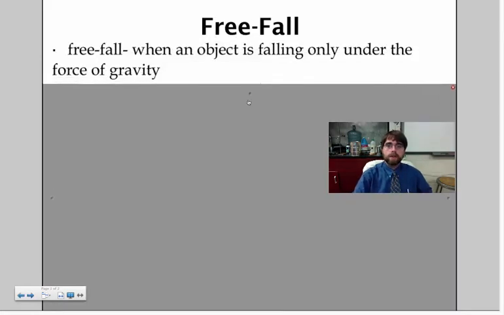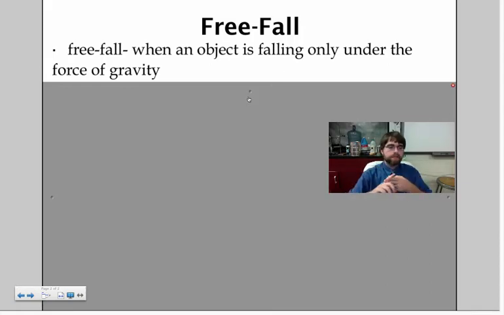So free fall is when an object is falling only under the force of gravity. Now I should point out here that never happens here on Earth. When an object is falling, you have air resistance, you might have some kinds of friction. Of course, air resistance is really just a special case of friction.